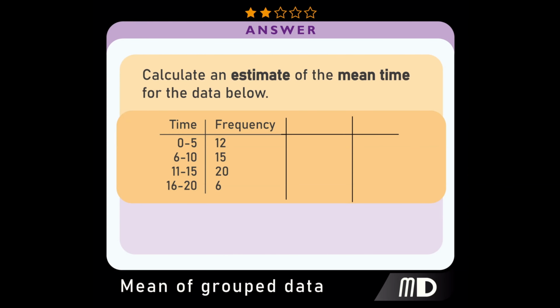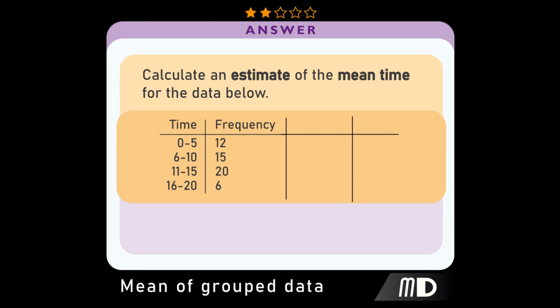Now, in this video, we're going to answer the following question. Calculate an estimate of the mean time for the data below. So we've been given a set of data with two columns, one for time and one for frequency. The time column has the entries 0 to 5, 6 to 10, 11 to 15, 16 to 20. The frequency column has the values 12, 15, 20, and 6.